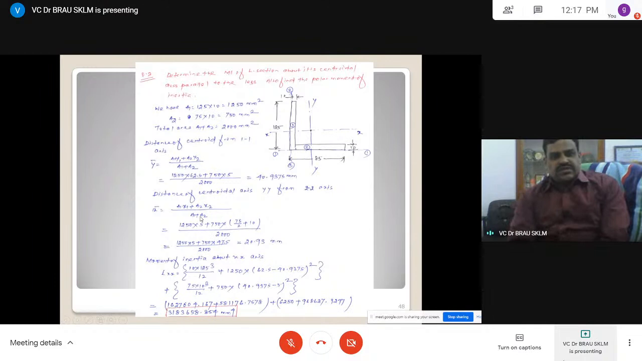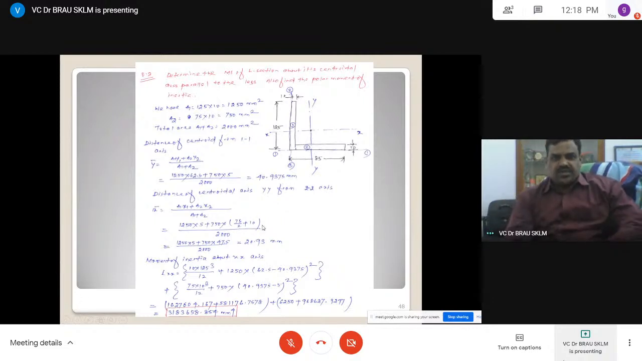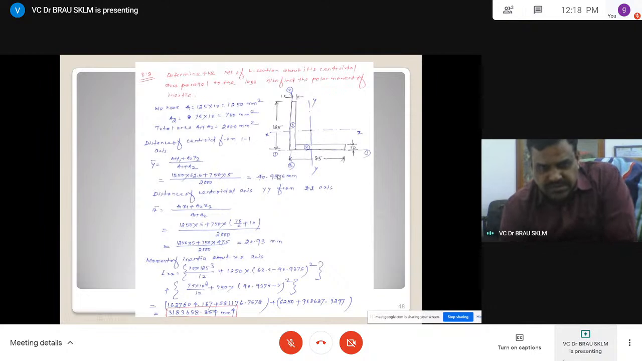Now x bar is (A1 x1 plus A2 x2) divided by total area, about this axis. Here also again 5: A1 x1, 125 into 10 area, into x1, which is out of 10, 5, plus from the base 85. This is 750 area into x2. If it is 10, then 10 plus 75, where 75 means 75 by 2. That's what 10 plus 75. Total area. See, these are the centroidal distances.